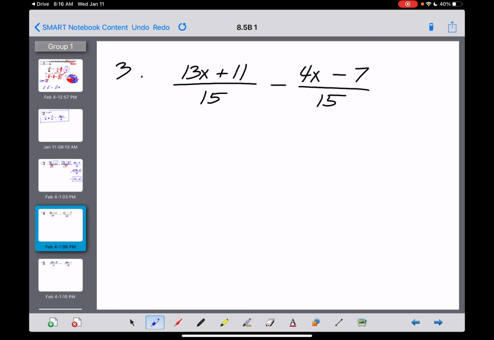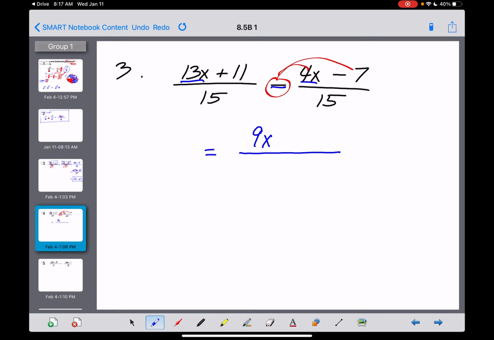Why? Because the denominators are already the same. The difference here in number 3 compared to what we just did in number 2, we're now dealing with subtraction. So what we really need to think about doing here, guys, is taking that minus sign and distributing it into that second fraction's numerator. So we can go ahead and dive right in because the denominators are already the same. We've got a 13x, and now this is a minus 4x right there. 13x minus 4x is going to leave us with a 9x.